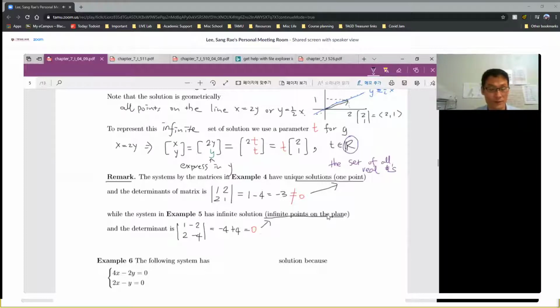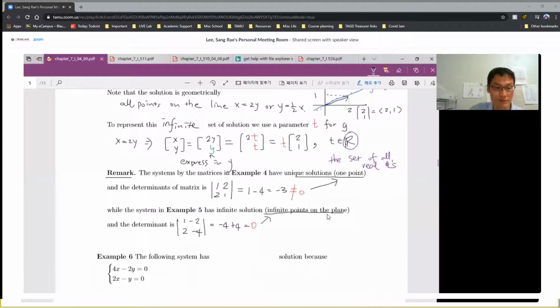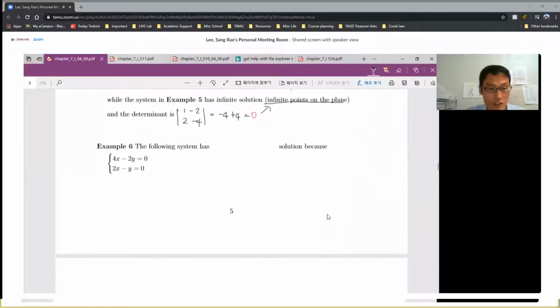So far, I think you got familiar with systems of linear equations with unique solution or non-zero determinant. From now, we will be working with matrices with zero determinant, which means we will be working with infinite solutions. Okay. Example 6. So just one more quick example. So look at this example.